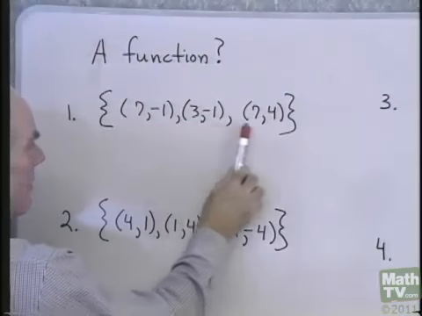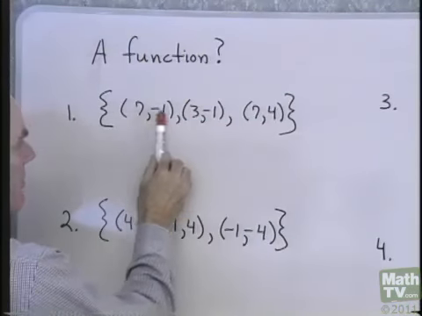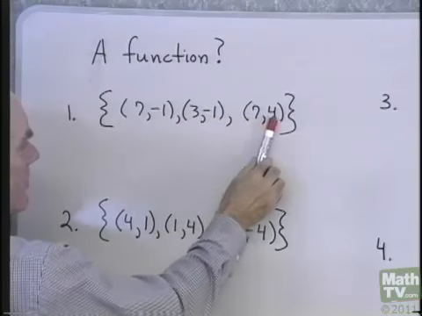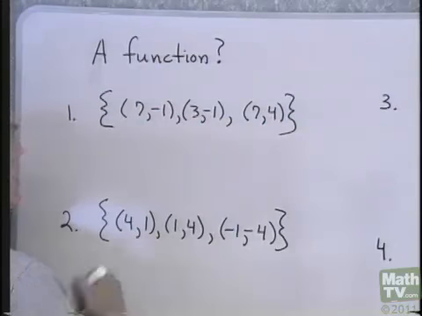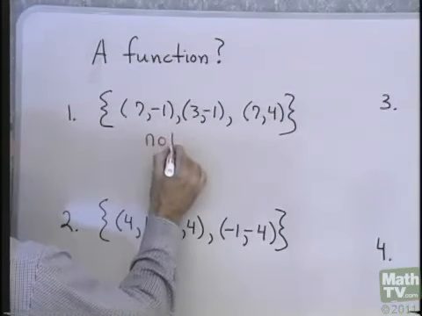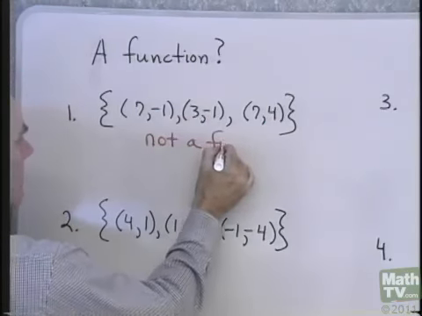Now, we see that we have two different ordered pairs with the same first coordinate. That means that I have two different values of y paired with the same value of x. That means that this is not a function.